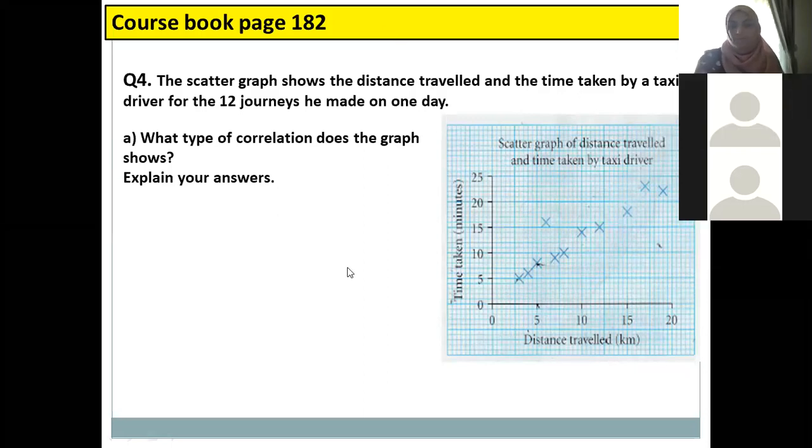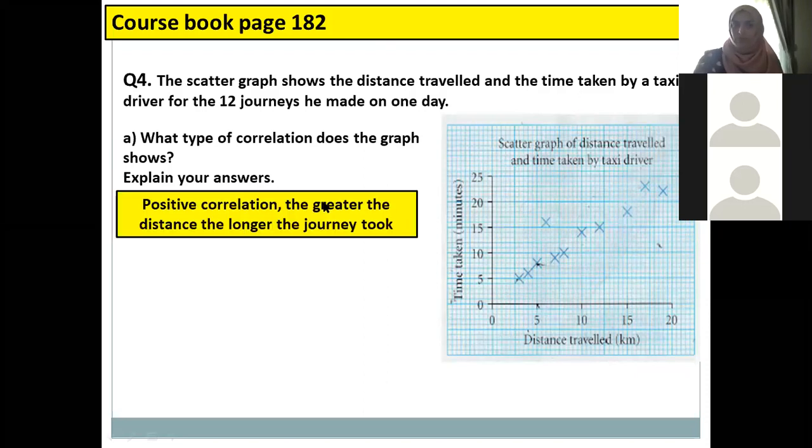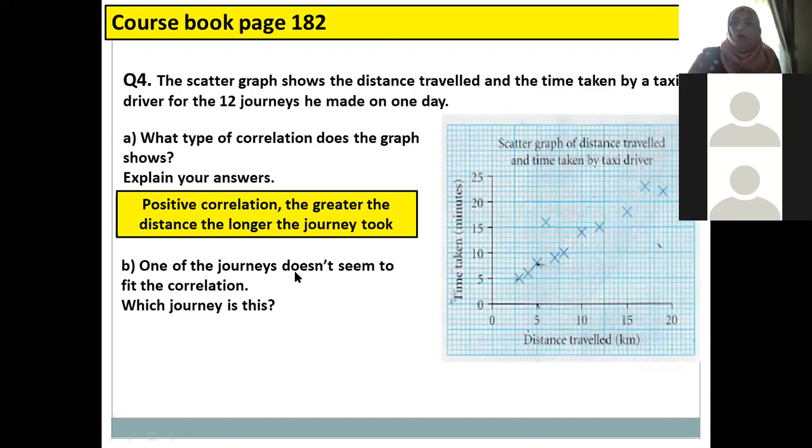Positive correlation. Can you give me an explanation, Hala? Yes, because as the distance traveled increases, the time taken will also increase. More distance needs more time. That's great. Thank you very much. Let's go for more questions. One of the journeys doesn't seem to fit in the graph.